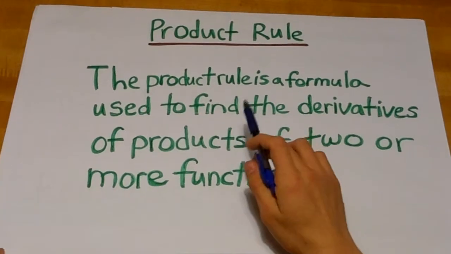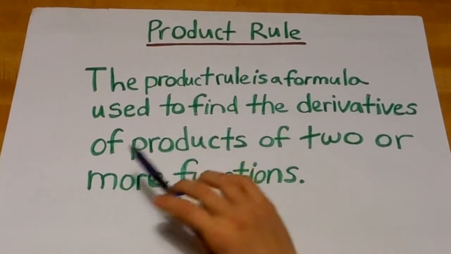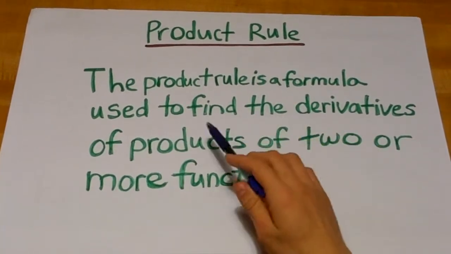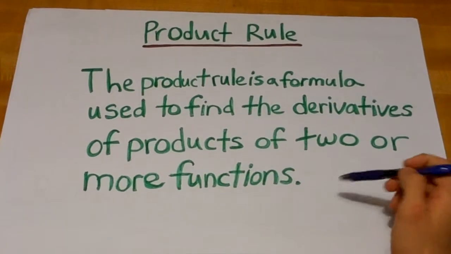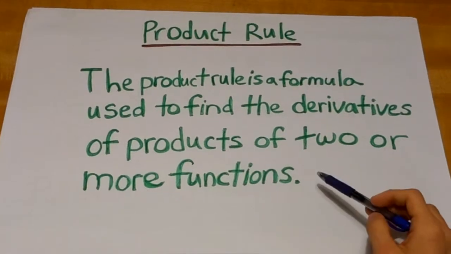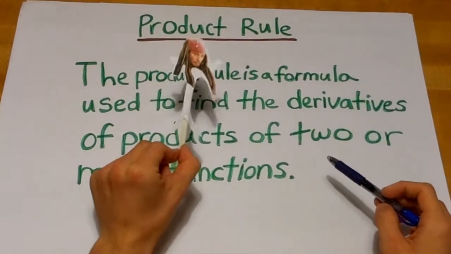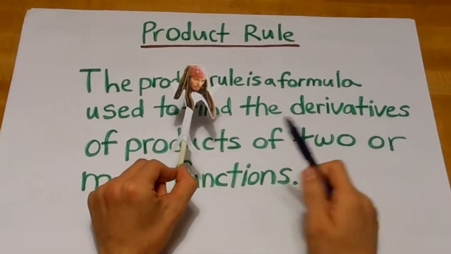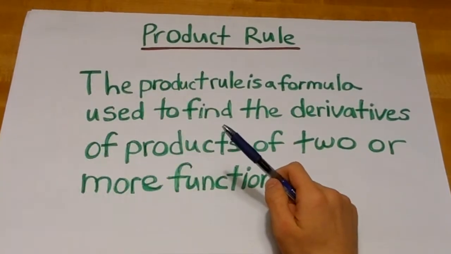So my topic was the product rule. The product rule is a formula used to find the derivatives of products of two or more functions. Now if this wordy definition leaves you a little confused looking, like Captain Jack Sparrow over here, don't worry, I got your back, Jack.